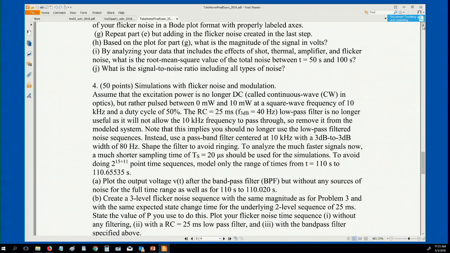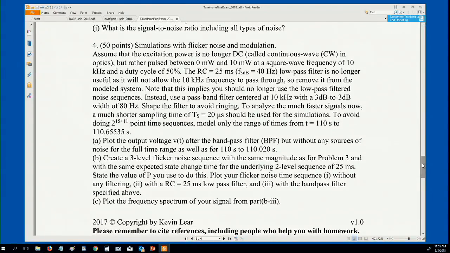Okay, here's what we're going to do now. Flicker noise is going to be bad, and we're going to try to see how much of it we can get rid of. So I want you to now assume that instead of the P excitation being constantly on at 10 milliwatts, you're turning it on, and then off, going between 0 milliwatts and 10 milliwatts, back and forth, like a square wave with 50% duty cycle. Okay? So that's what this part up here is talking about.